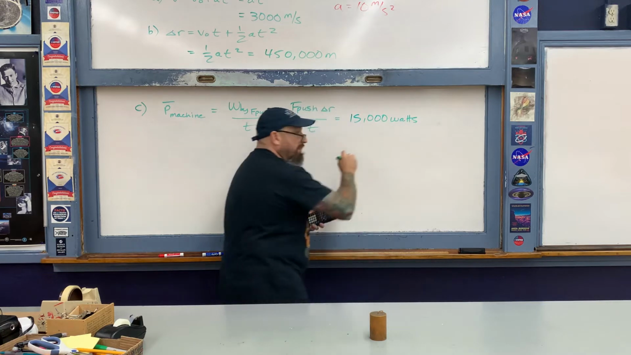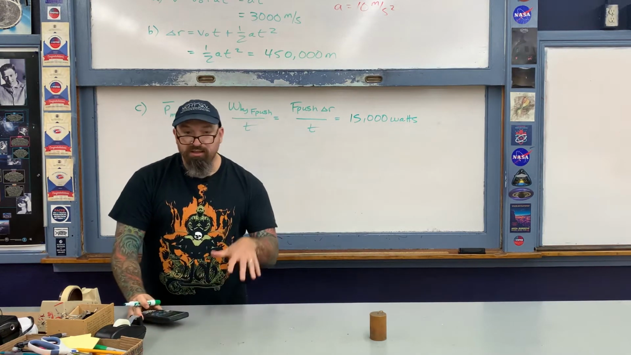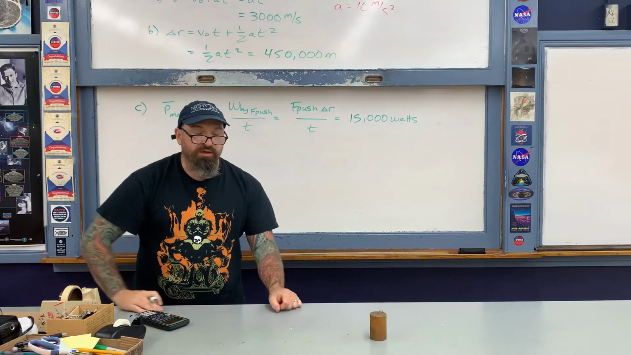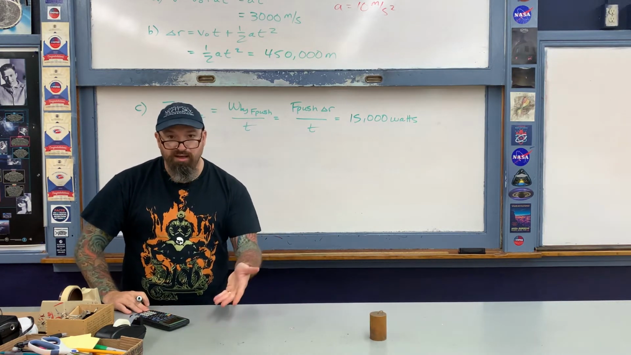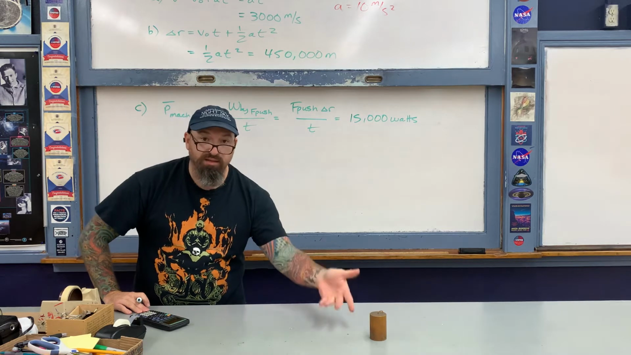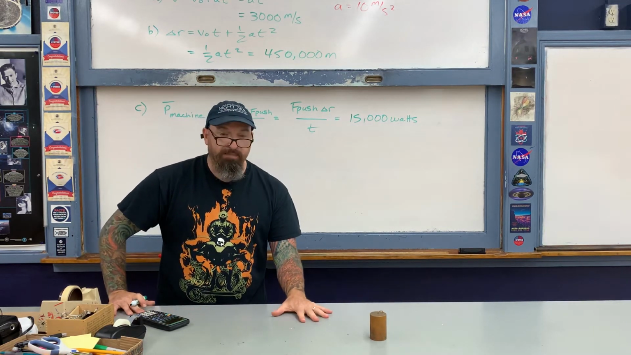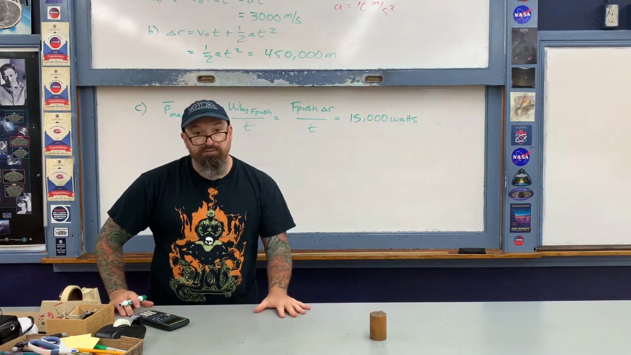Okay, notice how large this number is. Basically what this number means is the following. Over this broad time interval of 300 seconds, on the average, the machine has to deliver to the object 15,000 joules of energy per second. That's difficult to do for a couple of reasons.